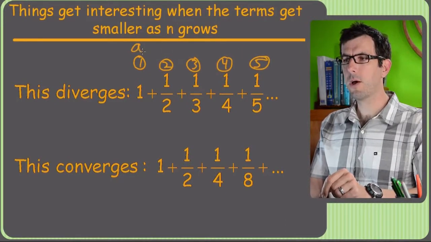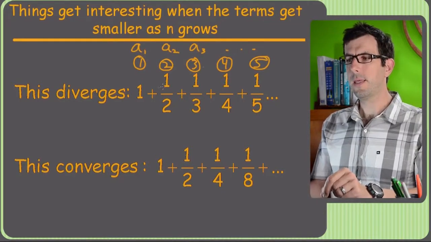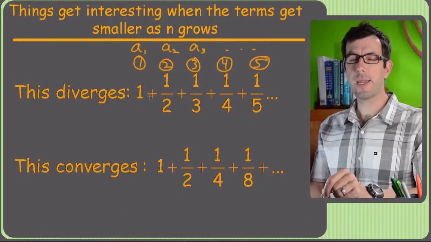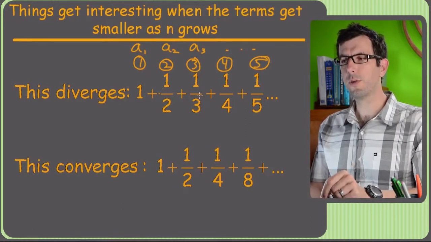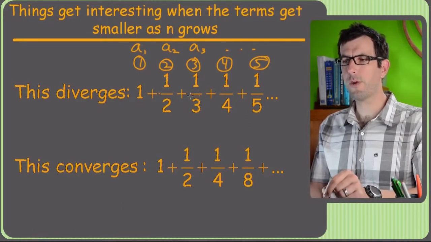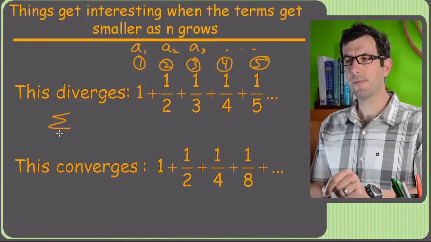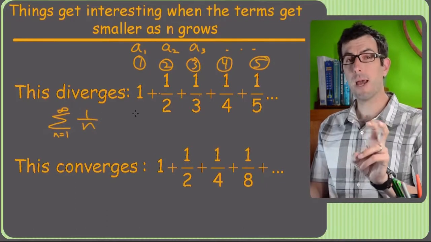So this would be, you might call this a sub 1, a sub 2, a sub 3. And those particular series, you can see that they're getting smaller. 1/2, 1/3 is smaller than 1/2, 1/4 is smaller than 1/3. The formula for this series is the sum from 1 to infinity of 1 over n. And that's called the harmonic series.